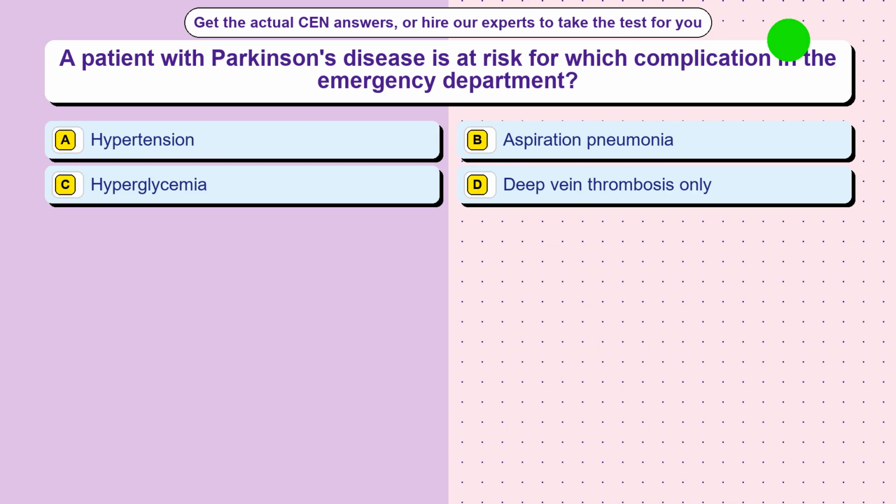Question 75. A patient with Parkinson's disease is at risk for which complication in the emergency department? Option A, hypertension. Option B, aspiration pneumonia. Option C, hyperglycemia. Option D, deep vein thrombosis only.